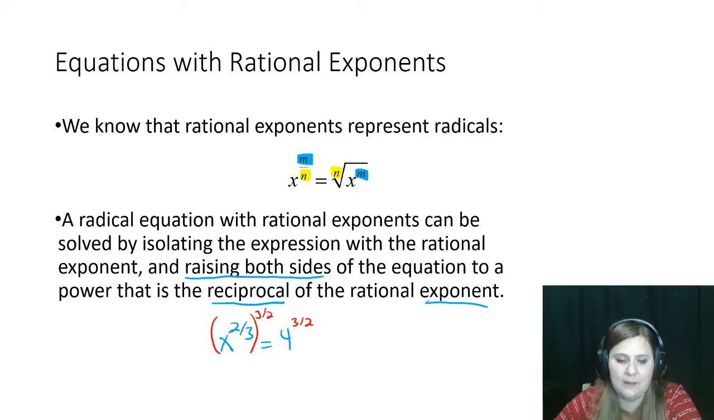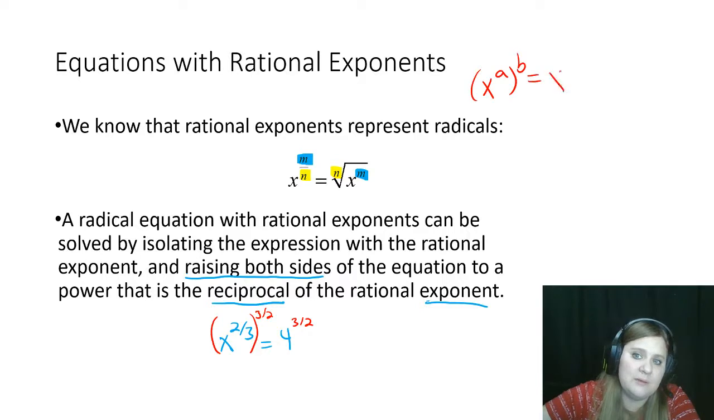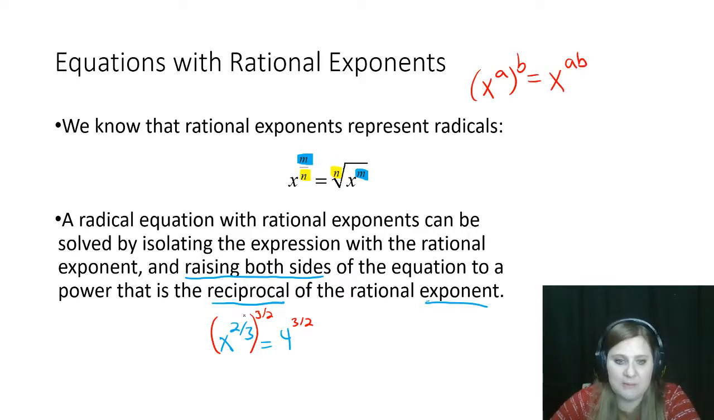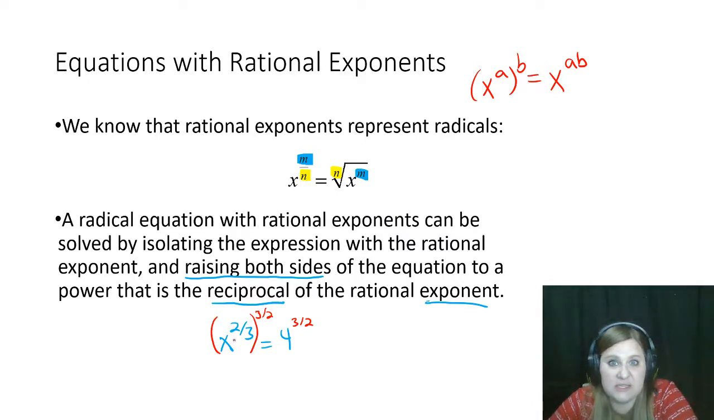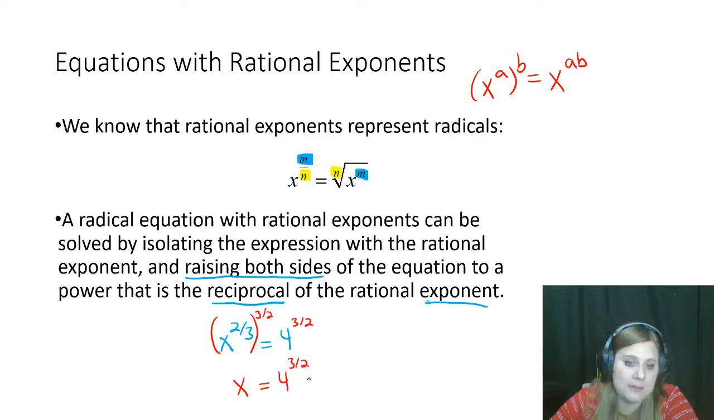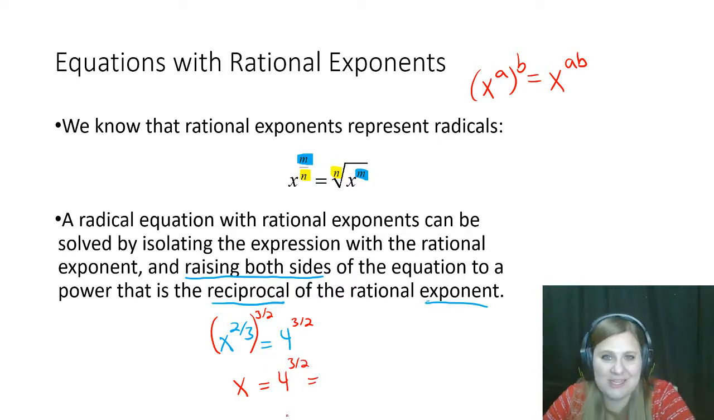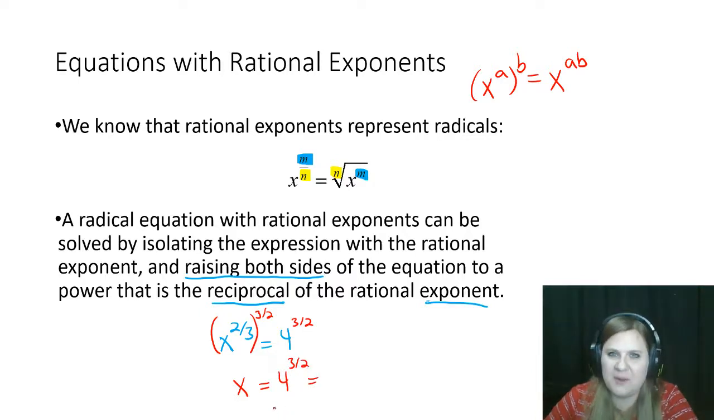Like that. Now, because, hopefully you remember, x to the a to the b equals x to the ab, 2/3 and 3/2, when I multiply them, well, 2/3 times 3/2 is 6/6, which is 1. So that becomes x to the 1 equals 4 to the 3/2. Now, I can write 4 to the 3/2 in its radical notation, which will make it a little bit easier for me to work with.